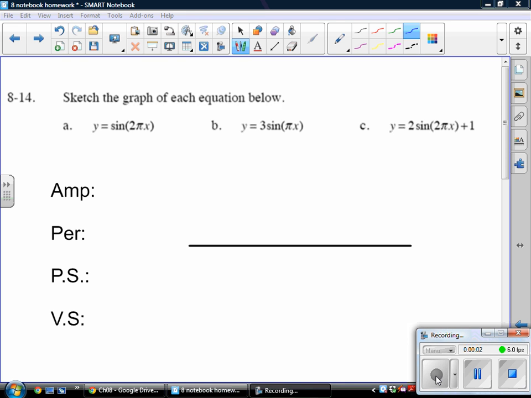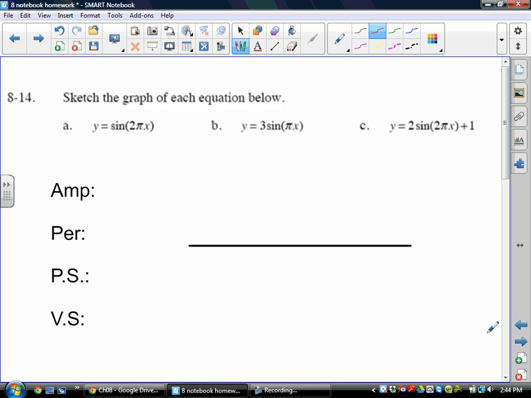This is problem 8-14 from section 8.1.1. Sketch the graph of each equation below. This is something we've been really focusing on in chapter 7, finding the amplitude, period, phase shift, and vertical shift for these things. So I'm going to identify those things first, and then we will graph the function.